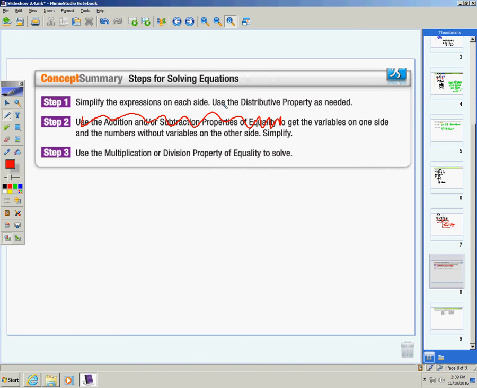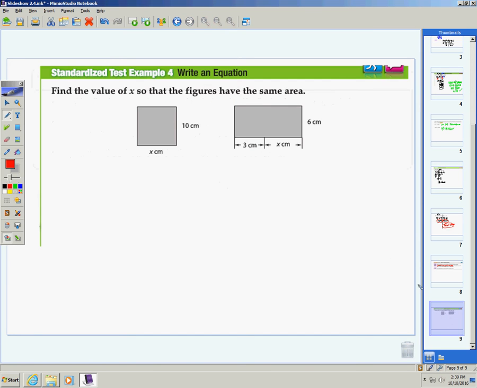Okay? All stuff we've already talked about, just trying to summarize it all for you at the end of the lesson. Now we're going to look at our last example. We want to find a value of x so the figures have the same area. This ties in a lot of different things that we've already talked about.